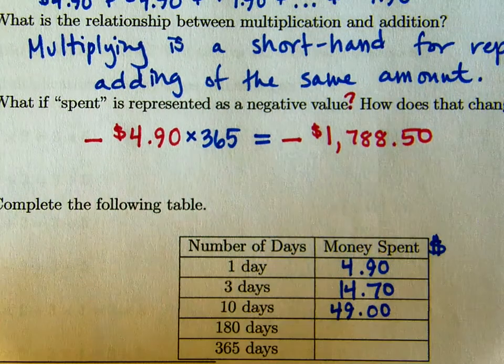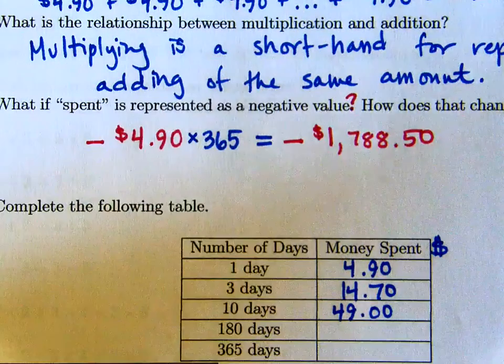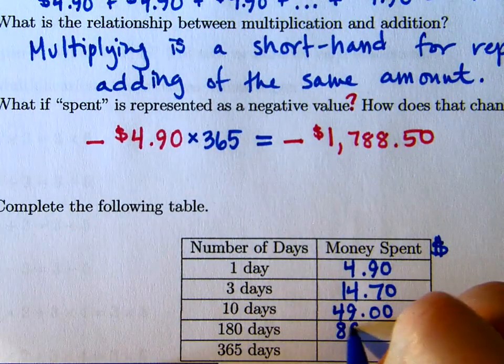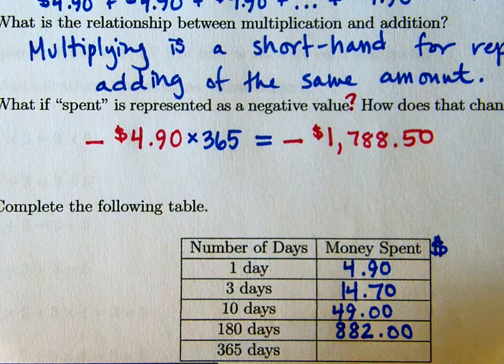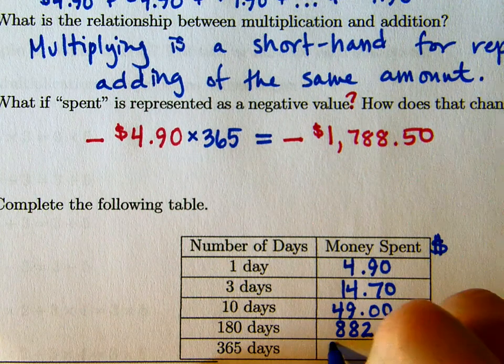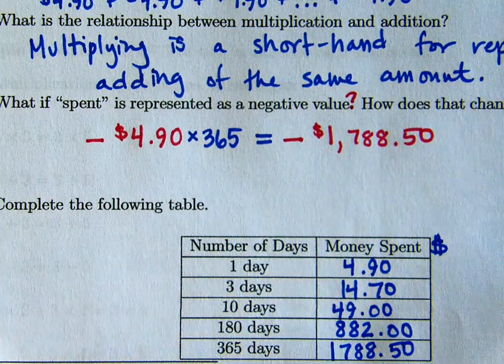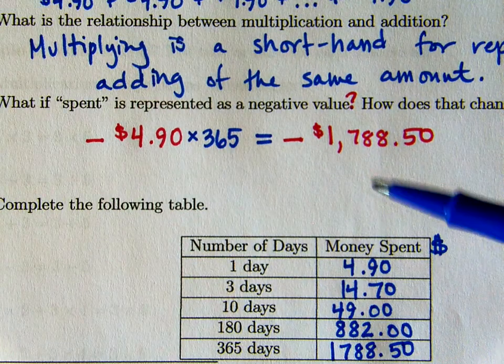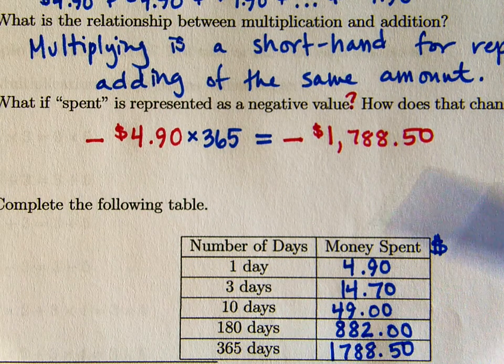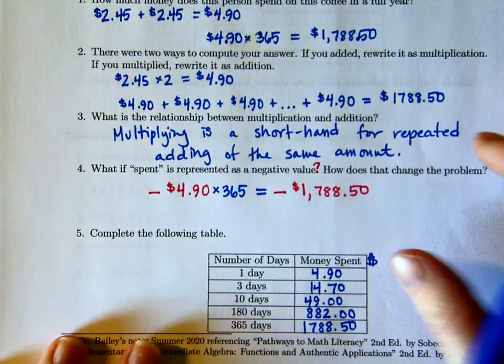And 180 times. So here we go. $4.90 spent 180 times, $882. So $882. Got it. And then we already did 365 days. That was $1,788.50.